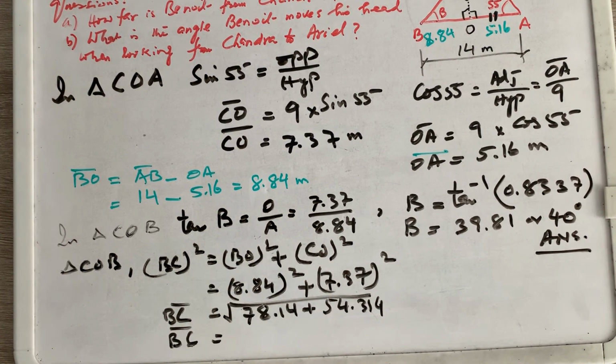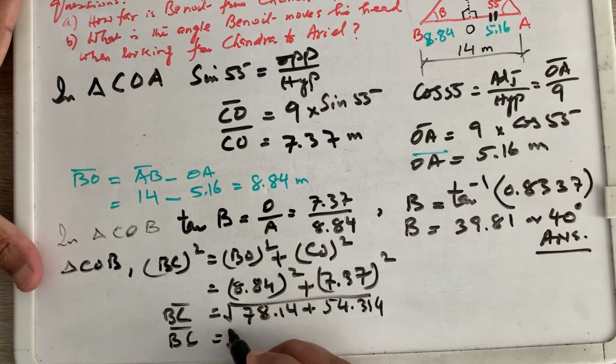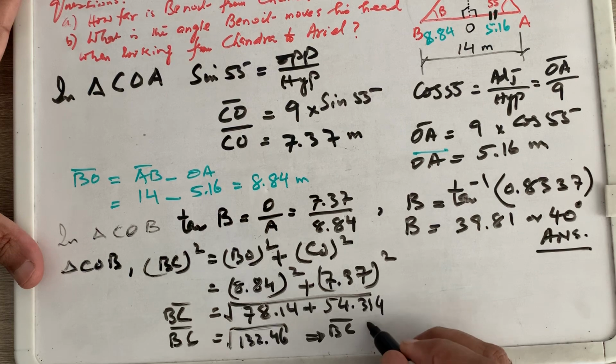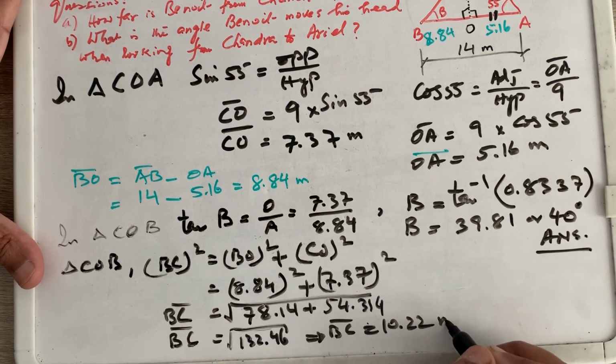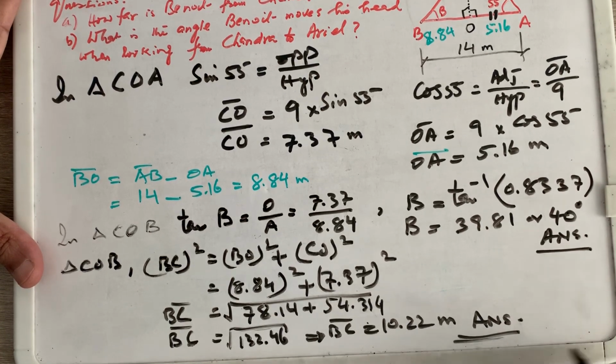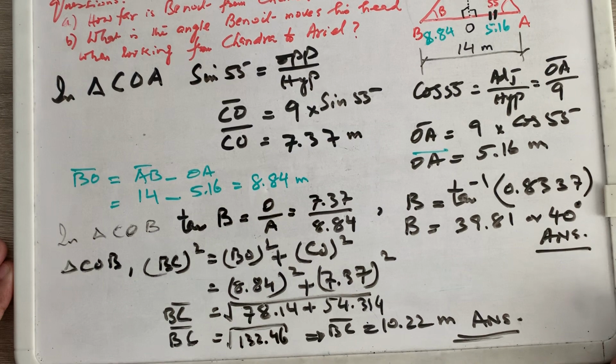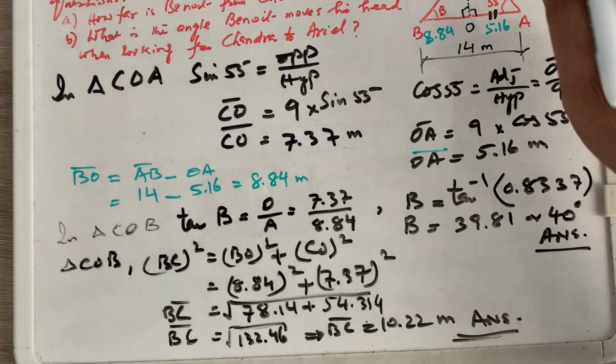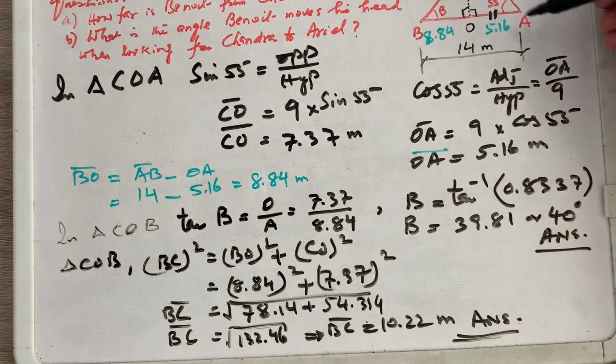So if I add these two, 78.14 and this, it comes out to be 132.46, and if we take the root, BC comes out as how much? 10.22 meters. So this is the distance. So you can use any trigonometric ratio as well. There's no binding on that, right? So we can use trigonometric ratio, we can use Pythagorean theorem, but the start is to drop a perpendicular from the apex C onto the base AB, and then we can find out all other relevant things one by one, step by step, considering one triangle.